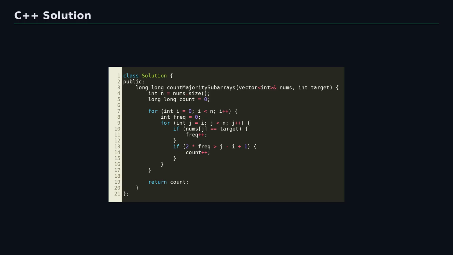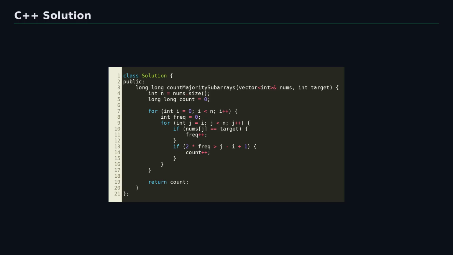Now, let's take a look at the code. We start by defining a class and a function called countMajoritySubarrays. We initialize a variable count to 0, which will keep track of the number of subarrays where the target element is the majority element. Then, we have a nested loop structure, where the outer loop iterates over the array and the inner loop generates all possible subarrays, starting from the current index.